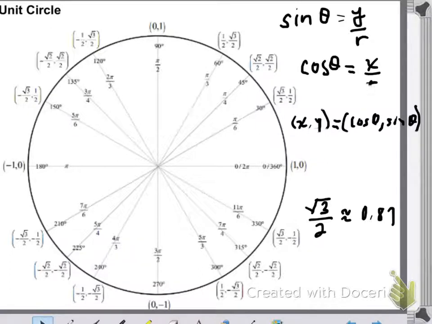So we went over this part here. And then since we're dealing with the unit circle here, our r is going to be 1. So really what we have is our x corresponding with the cosine of theta, and our y corresponding with the sine of theta. So we're going to use this fact to help us come up with the graphs for sine and cosine.